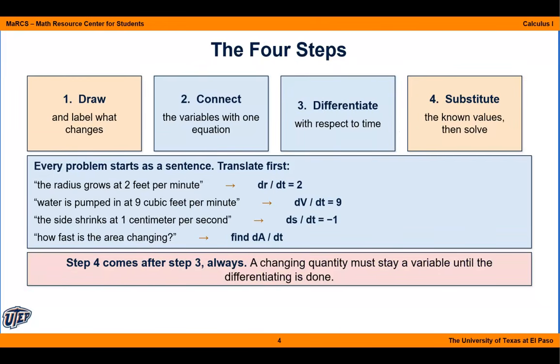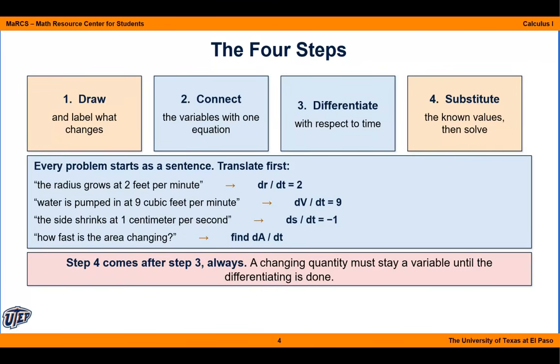Related rates problems follow the same 4 steps. First, draw and label the situation. Identify which quantities change and which measurements remain constant. Second, connect the changing quantities with one equation. Third, differentiate both sides with respect to time. Fourth, substitute the known values and solve for the requested rate.